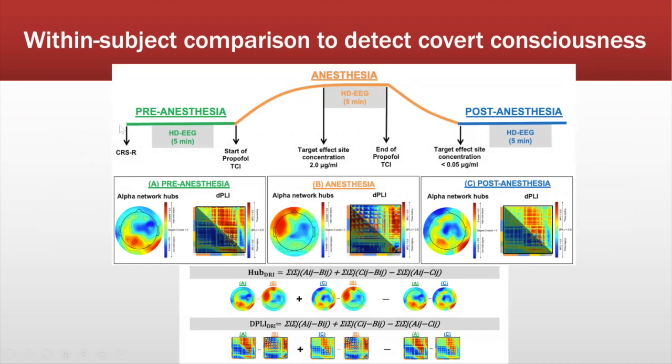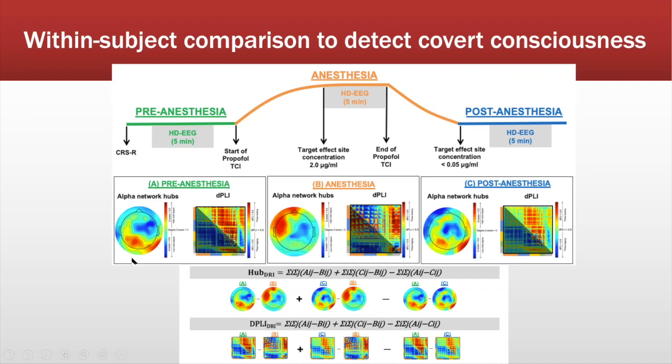We had 12 patients from whom we recorded high density EEG pre-anesthesia, and during anesthesia, where we were targeting an effect site concentration of 2 micrograms per milliliter with propofol anesthetic. And then we let the anesthesia clear from their system until it became less than 0.05 micrograms per milliliter. And then we recorded 5 more minutes of EEG after the anesthetic.